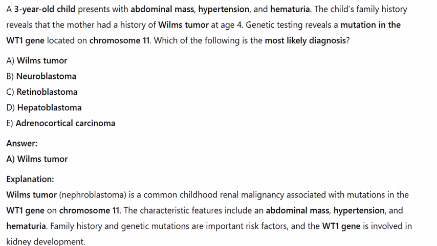Which of the following is the most likely diagnosis? A. Wilms tumor, B. Neuroblastoma, C. Retinoblastoma, D. Hepatoblastoma, E. Adrenocortical carcinoma. Explanation. Wilms tumor, nephroblastoma, is a common childhood renal malignancy associated with mutations in the WT1 gene on chromosome 11. The characteristic features include an abdominal mass, hypertension, and hematuria. Family history and genetic mutations are important risk factors, and the WT1 gene is involved in kidney development.